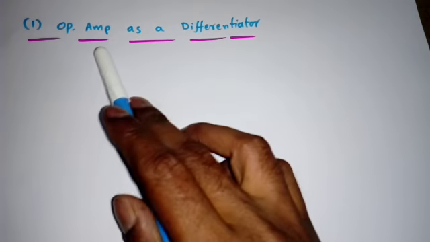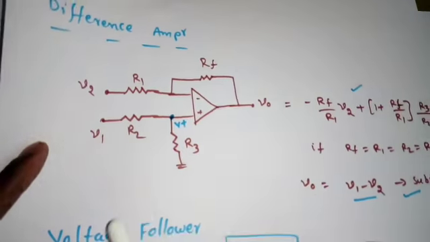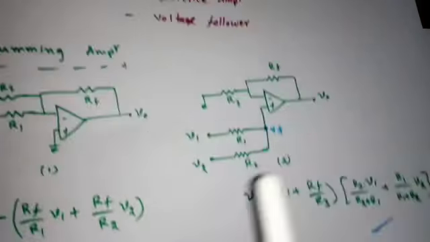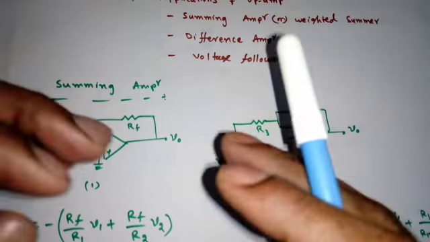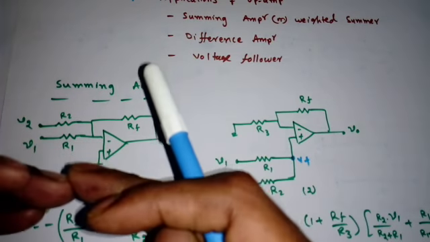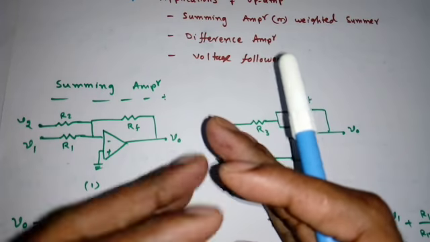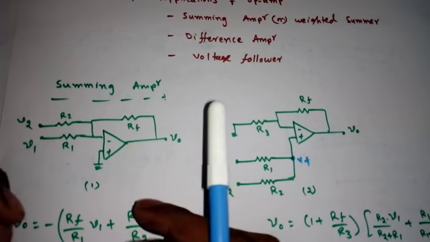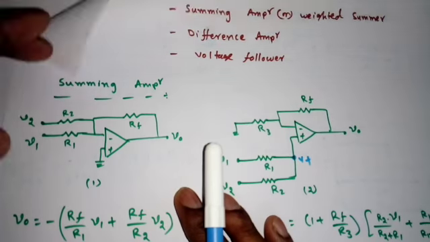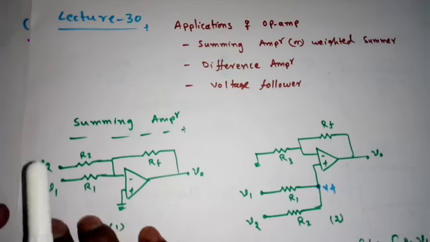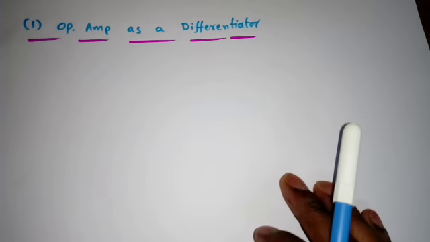The first one is operational amplifier as a differentiator. If we observe these three circuits, voltage follower, difference amplifier, summing amplifier, we used only the resistors. If we include the capacitors or inductors, then we can make this operational amplifier become a differentiator or integrator etc. So we need to add a capacitor either at the input side or the feedback side.